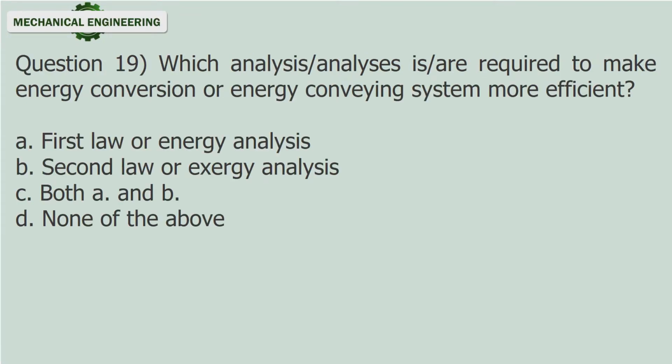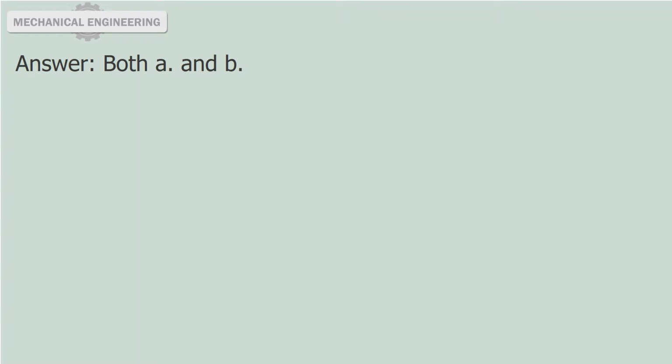Question 19. Which analyses are required to make energy conversion or energy conveying system more efficient? A. First law or energy analysis. B. Second law or exergy analysis. C. Both A and B. D. None of the above. Answer: both A and B.